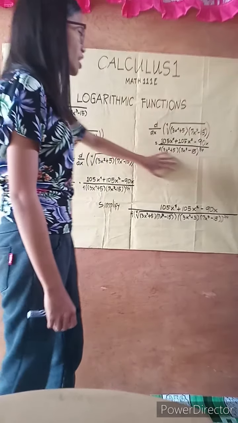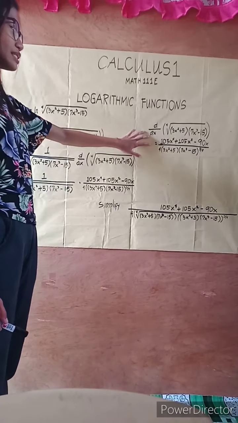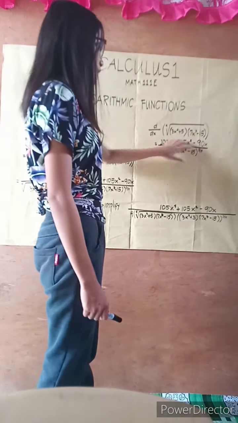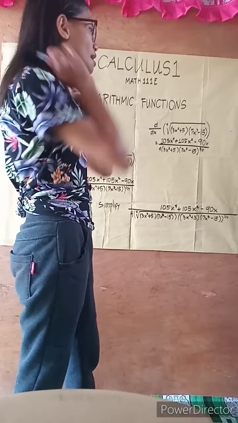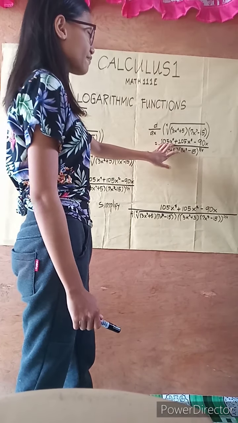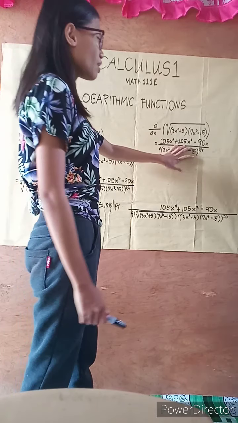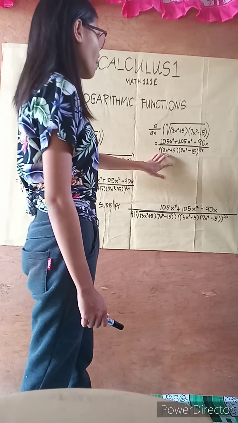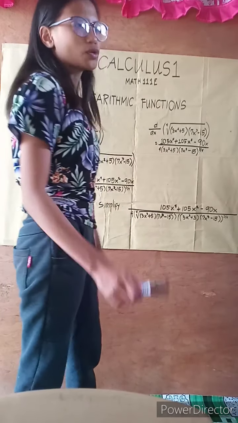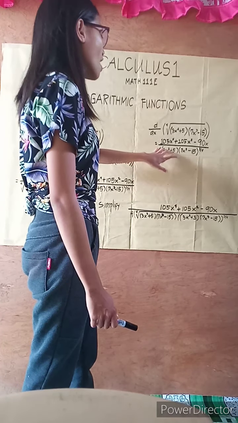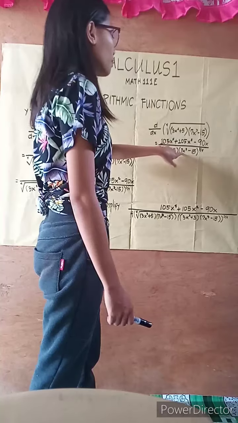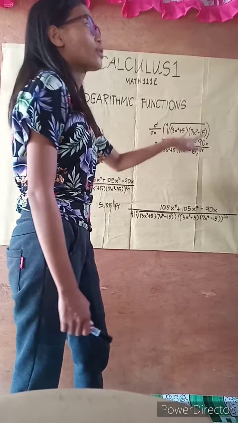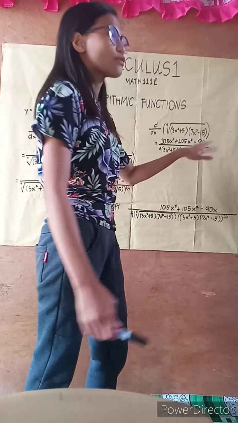So here we solve it clearly. The derivative of the fourth root of (3x squared plus 5)(7x cubed minus 15) is (105x to the power of 4 plus 105x squared minus 9x) over 4 times ((3x squared plus 5)(7x cubed minus 15)) raised to the power of 3 fourths.